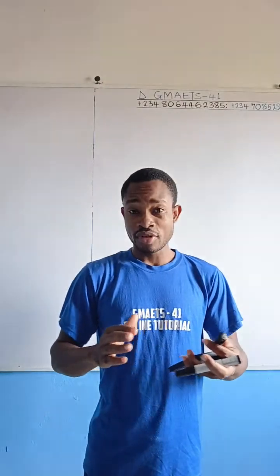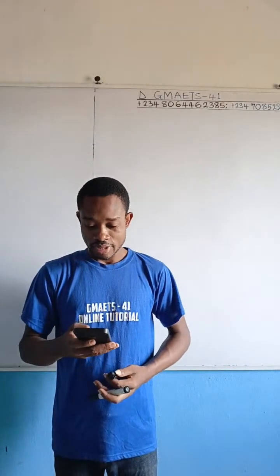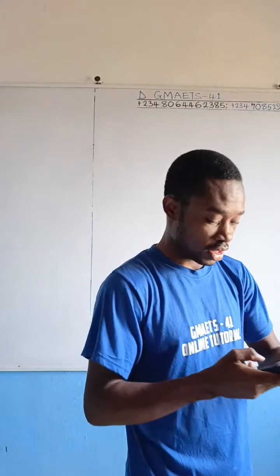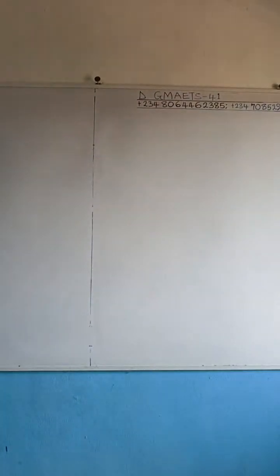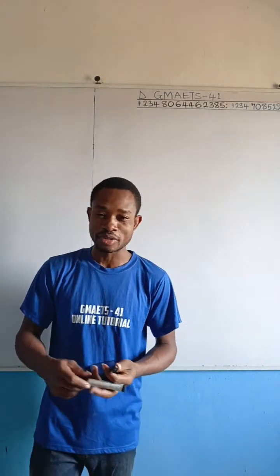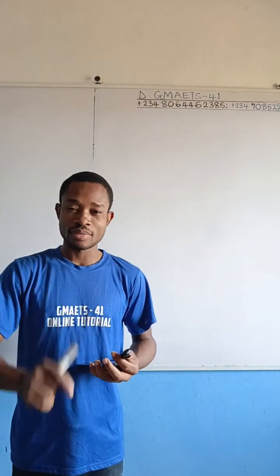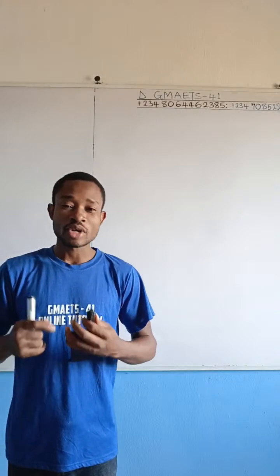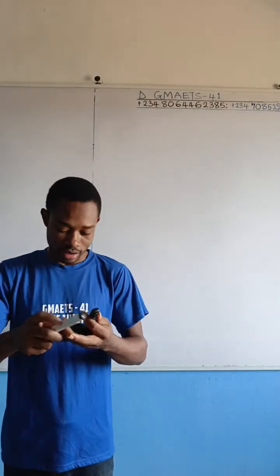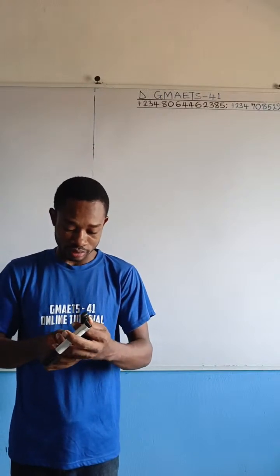If you are yet to learn the concept of chemical equilibrium, please note that you can get the video lesson on the GMAETS 41's platform, so as to get the important concept of what chemical equilibrium is about. But as a quick summary, when you deal with chemical equilibrium, we are interested in chemical reactions whereby the rate of forward reaction is equal to the rate of backward reaction.